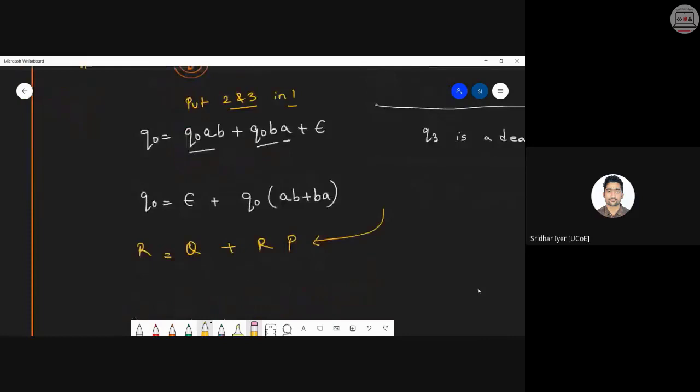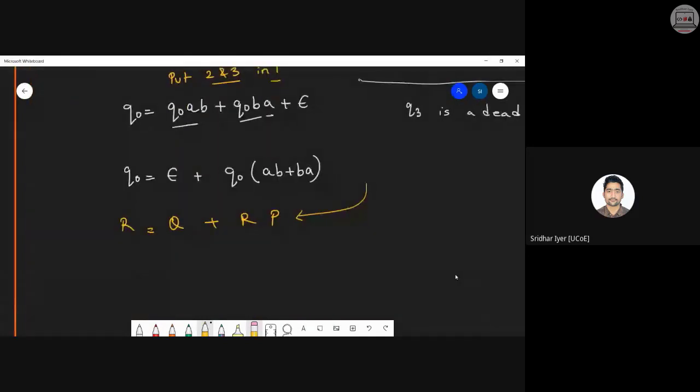Okay. So what else? It is R is equal to Q plus RP. So now I can convert this in the format R is equal to QP closure. So it simply becomes Q0 is equal to QP closure, that is epsilon dot P closure. P is nothing but AB plus BA का closure.